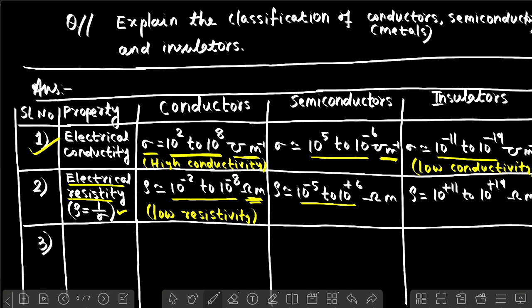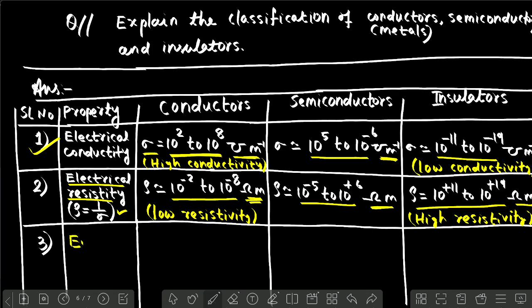For semiconductors you have 10 to the power minus 5 to 10 to the power plus 6 ohm meter. And for insulators you have 10 to the power plus 11 to 10 to the power plus 19 ohm meter. Now for insulators you can see the resistivity is high, so write here high resistivity. So an insulator does not conduct electric current, because it has high resistivity and low conductivity. But conductors conduct current.